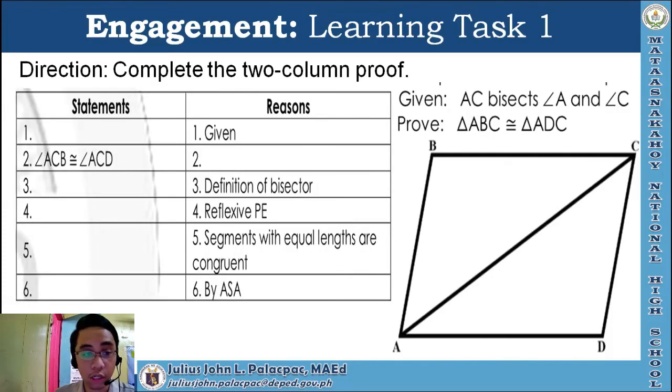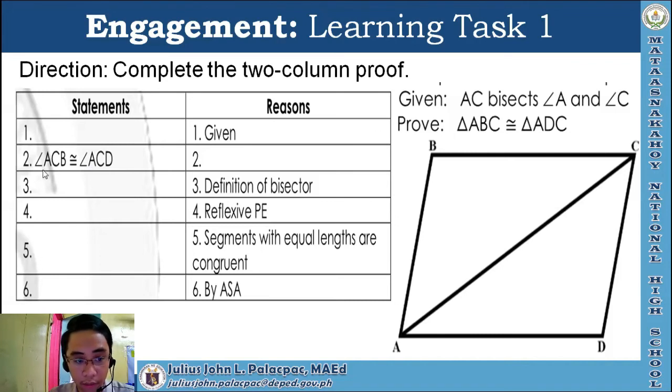Proceed na tayo sa engagement. Complete the two-column proof. Given, AC bisects angle A and angle C. So, sa AC daw, hinahati niya si angle A and angle C into two equal parts. So, lalagay natin itong given sa number 1. AC bisects angle A and angle C.